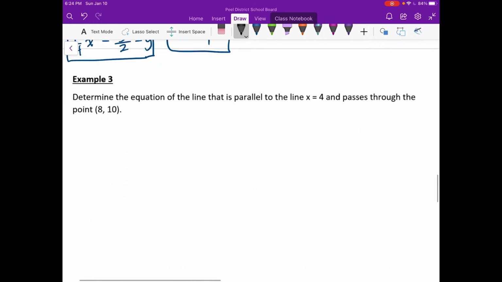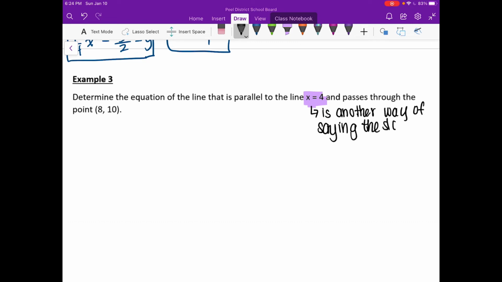Moving on to example 3, right? There's one thing that should catch your eye right away. You see this x is equal to 4. If we go back and think about our lesson on horizontal and vertical lines, x equals 4 is another way of saying the slope is undefined. And what kind of lines have an undefined slope? Therefore, the line is vertical. So we know this is a vertical line.